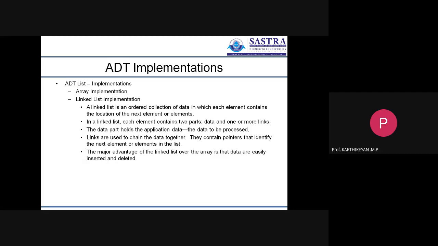Yesterday itself we discussed the disadvantage of this array implementation. Accessing an element is very fast, very quick in arrays, but inserting a new element into the array is difficult. In the same way, removing an element is also difficult in the array concept. So what we can do is, instead of array implementation, we can go for linked list implementation. So what is this linked list? A linked list is an ordered collection of data in which each element contains the location of the next element or next elements. So that is what a linked list is.